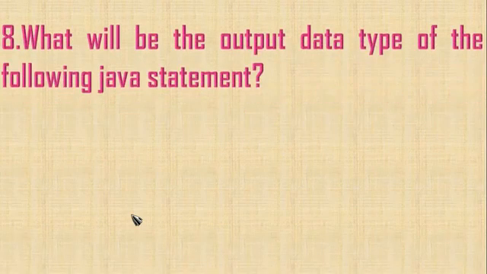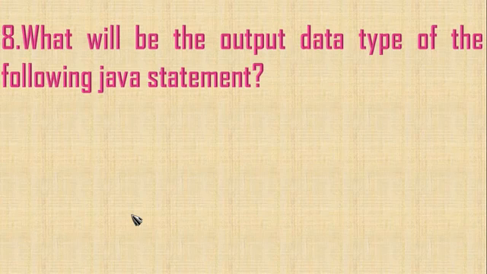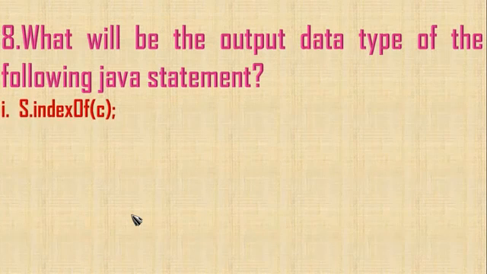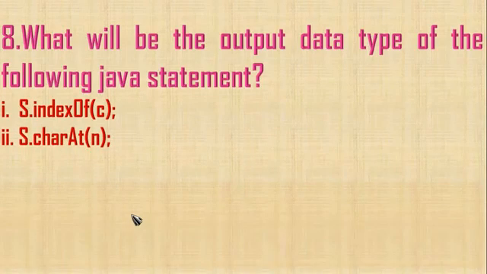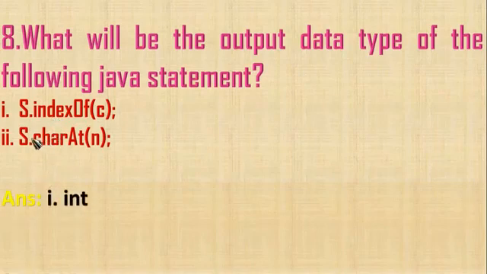Next question. What will be the output data type of the following Java statement? s.indexOf(c), s.charAt(n). So you wanted to give the output data type. Here this c may be some variable, it is not given in the statement, that is okay. So we have to mainly focus on indexOf. So indexOf some letter, it will always be integer type. And then same like that, charAt(n). So n again will be some number here. That will be the index number of some string. So it will give the character at that index. It will be giving the character as output type.